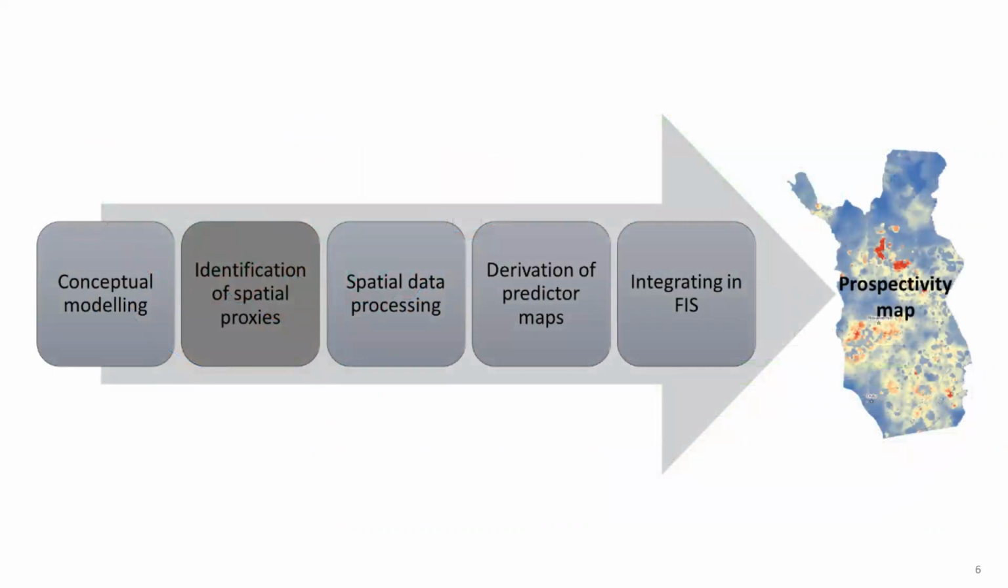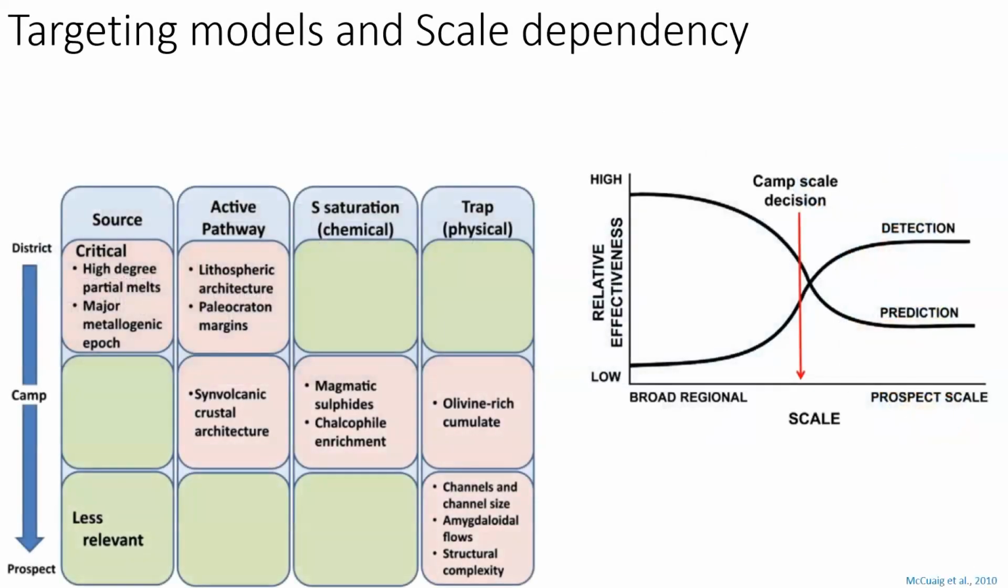So the next step is identifying spatial proxies. So we translate that, and that's where the scale component comes into the picture. Alok talked about it in great detail. On a regional scale, we are more effective in predicting the locations where we are most likely to find mineral deposits. So at such a scale, the source and pathways components are more important than the detailed trap components.